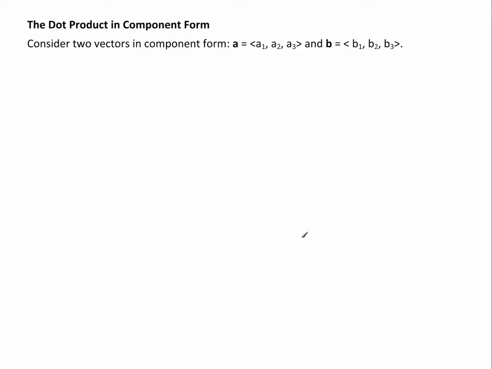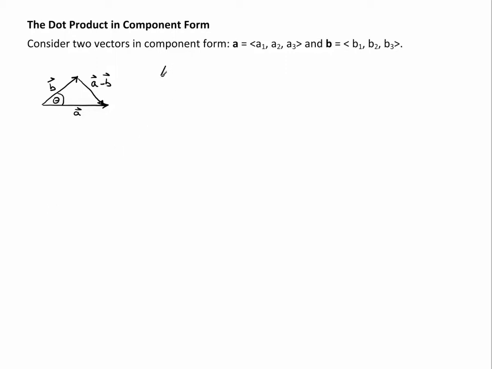How am I going to do this with two vectors in component form? I'm going to draw a triangle. Let's say this is vector B, and over here is vector A. This vector right here is going to be vector A minus B. And this is, of course, theta, my angle between A and B.